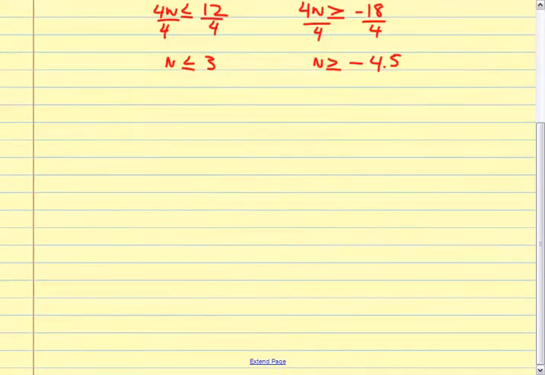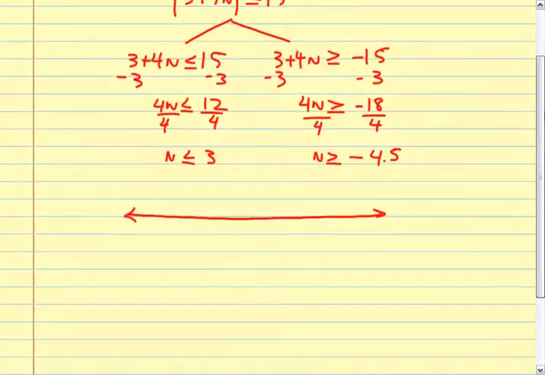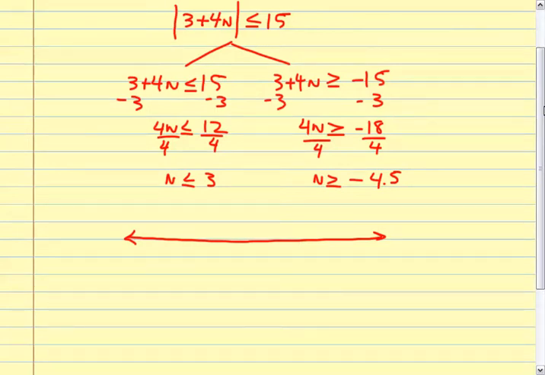Okay. So, when I'm graphing it, remember, it says absolute value is less than. That means they're going to run together.